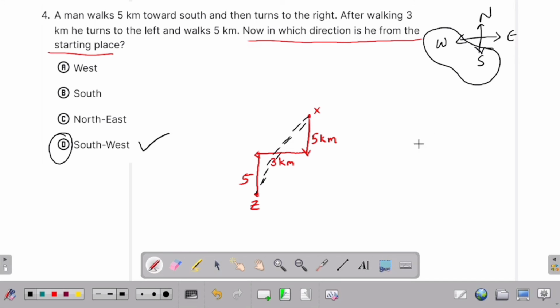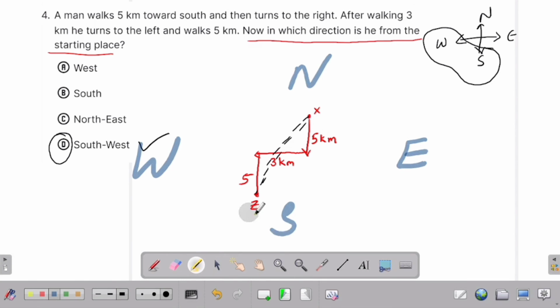Okay, southwest direction. Let me explain clearly. See now, this is east, this is west, this is north, and this is south. So he lies between the south and west, yes or no? Nothing but southwest. So this is your final answer. So option D is the correct answer.